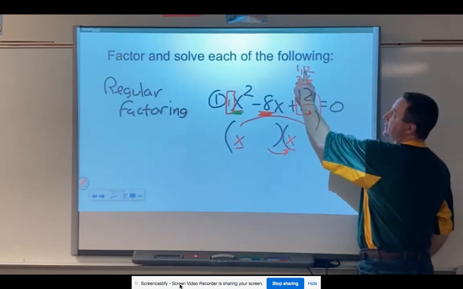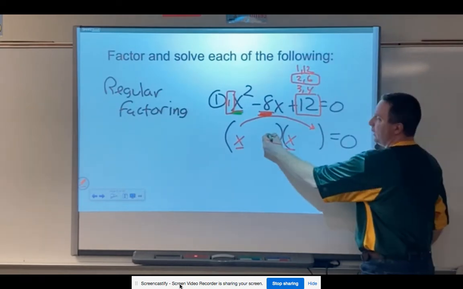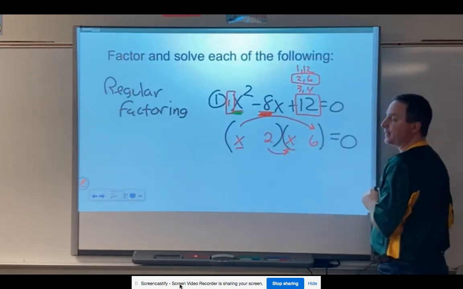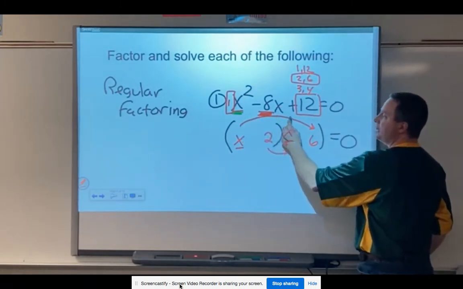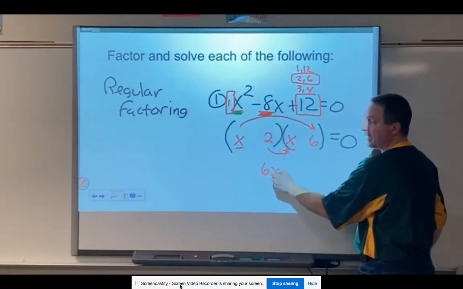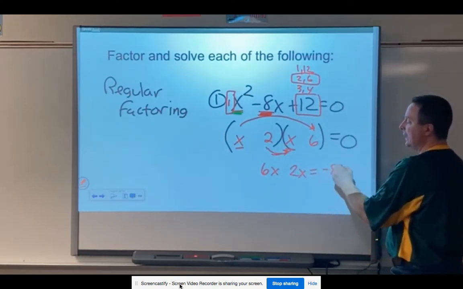And I think some of you can see it. It's going to be this one right here. It's going to be 2 and 6. Okay? What if I plugged a 2 in there and a 6 in there? I just randomly put them in there. Watch this. What if I tried x times 6 is 6x, 2 times x is 2x. Can I get negative 8x?